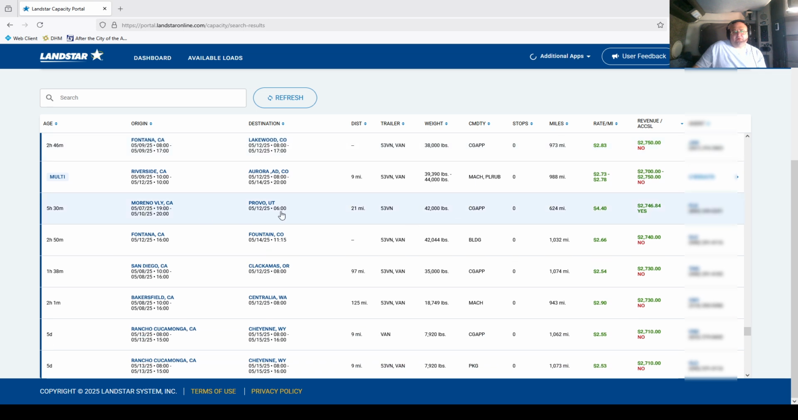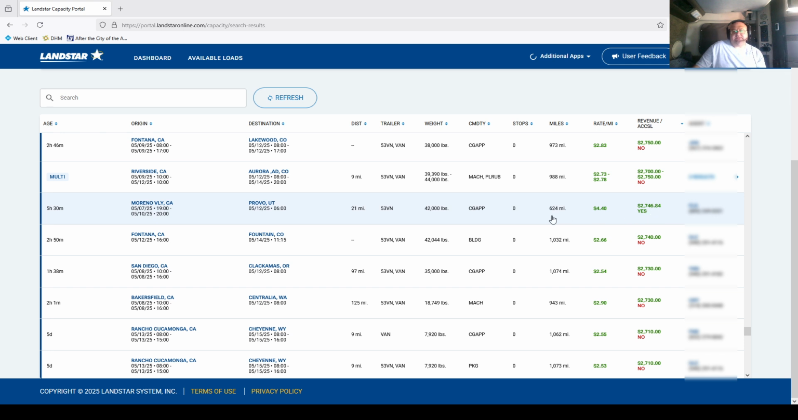Moreno Valley to Provo, Utah. Anything coming out of Moreno Valley on Landstar's load board is typically the Harbor Freight account. It's listed at exactly 42,000 pounds, and it's the FLS agency, which has the Harbor Freight account. So Moreno Valley, California to Provo, Utah, $4.40 a mile, $2,746.